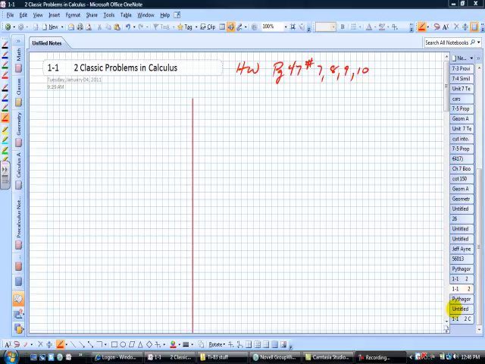And then we're going to be discussing two problems seen in calculus, one from the first branch called the tangent line problem and one from the second branch of integral calculus called the area problem. So let's start off with the tangent line problem.